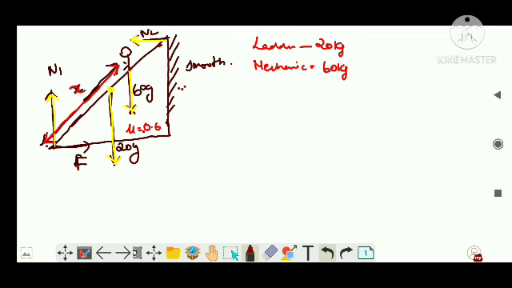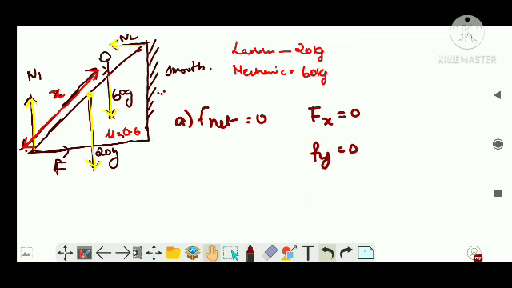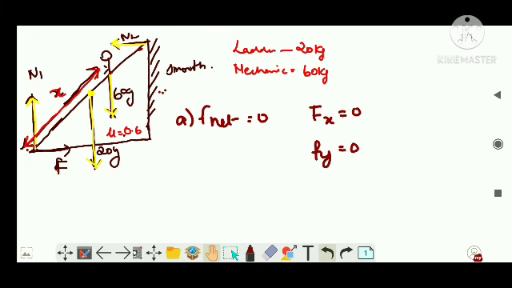This much is clear. So again, it is at equilibrium. You are given the masses of the ladder and the mechanic. Static equilibrium means you can write F net is equal to 0 as the first point, so Fx is equal to 0 and Fy is equal to 0. What are the forces in the x direction? That is N2, as well as the friction F. So you can write N2 is equal to F here.